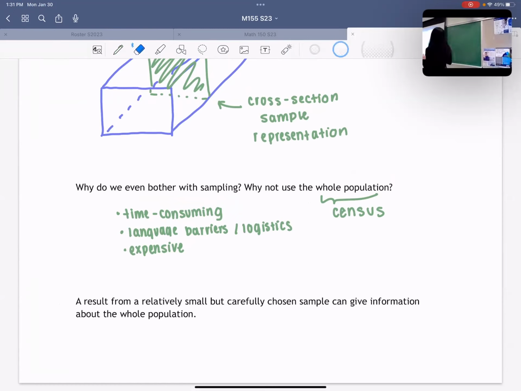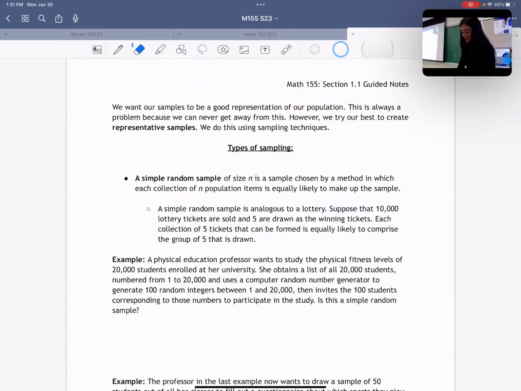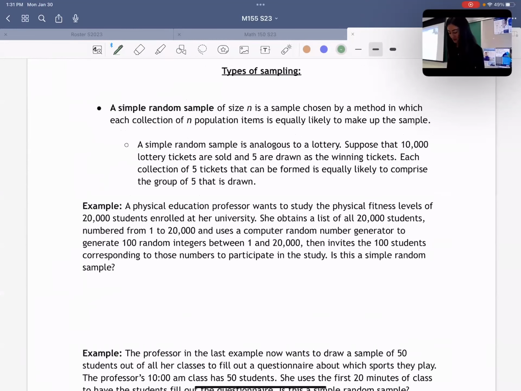So instead, we're going to try to achieve a representative sample by using these things called sampling techniques. And that's what we're going to do on the next page. If you flip your notes to the next page, we're going to talk about the most basic type of sampling. We have several sampling techniques, the most basic of which is called a simple random sample.